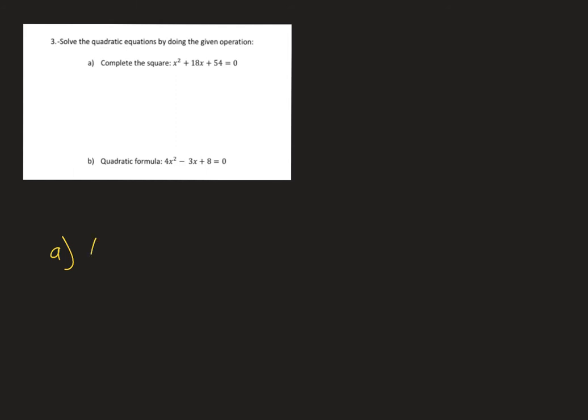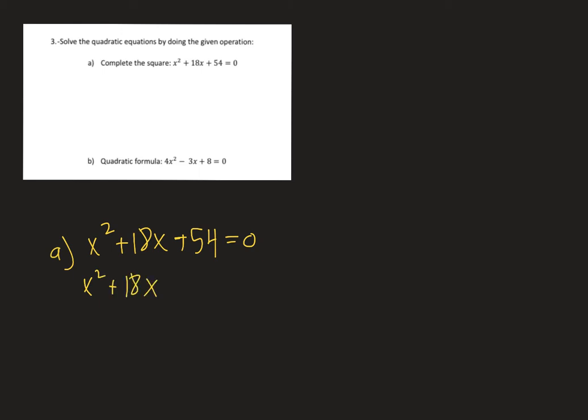So if I have x squared plus 18x plus 54 equals 0, and I need to solve this using completing the square, the first thing I need to do is make sure that the value in front of x squared is a 1. If it is not a 1, I'm going to divide every term in my equation by that number. In this case, it is a 1, so I'm okay. I can proceed without having to do that. But be aware that that is an important step.